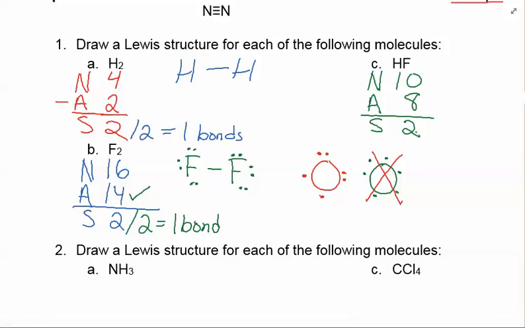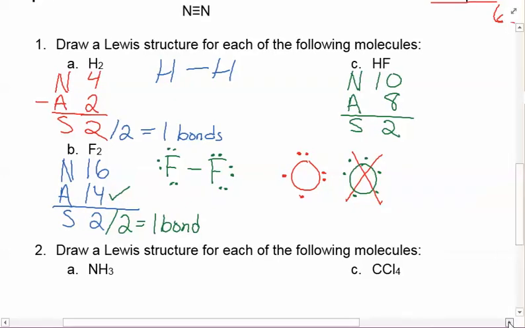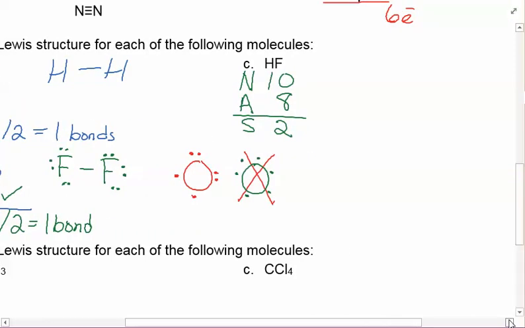I know in all of our examples we had 1 bond. That's usually not the case. It's just because these are a little bit more simple examples. So we're going to have H bonded with an F.